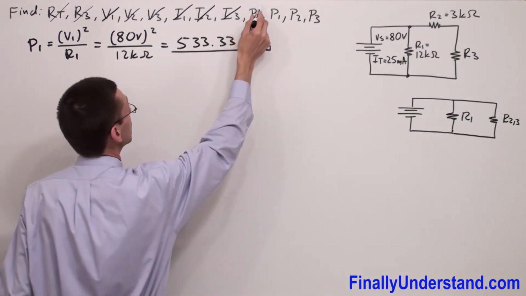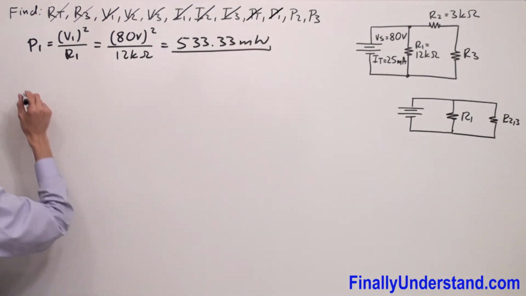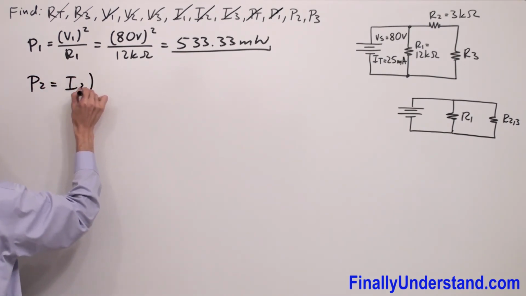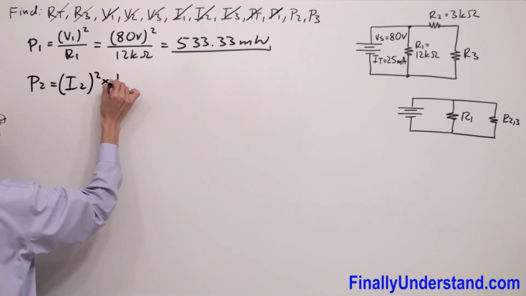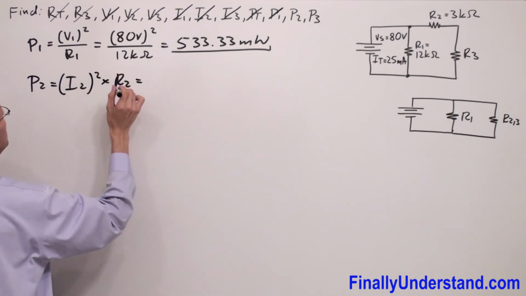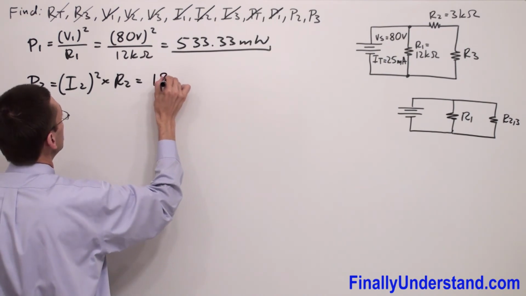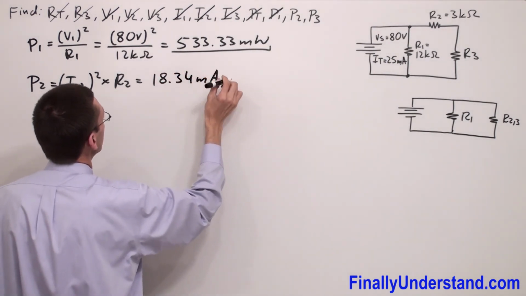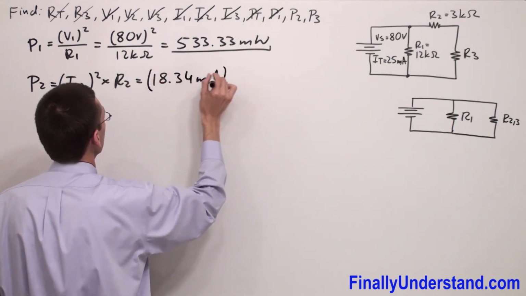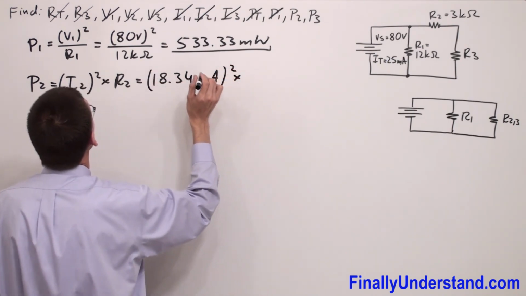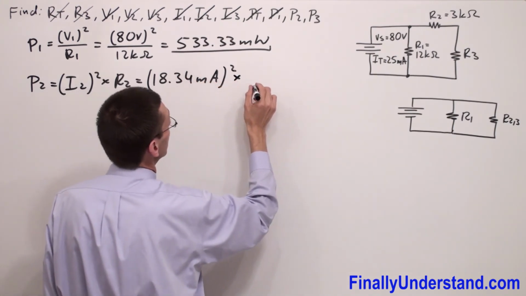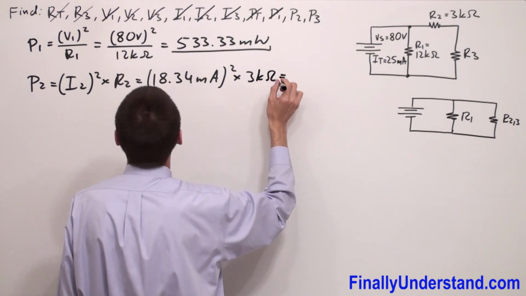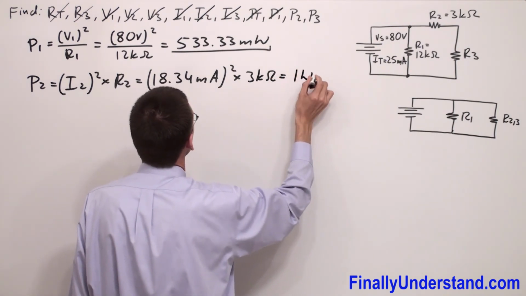Next, we are going to find the power at resistor R2. Okay, we found P total and P1 so far. So P2 is equal to I2 raised to the second power times R2. I2 is equal to 18.34 milliamps raised to the second power times R2, which is equal to 3 kiloohms. This is equal to 1 watt.